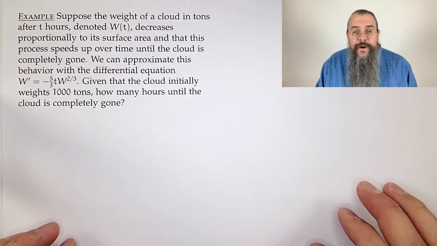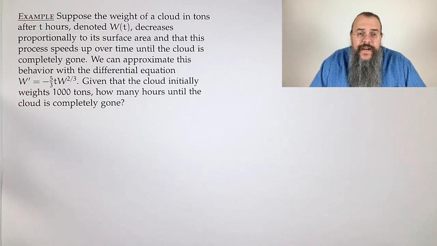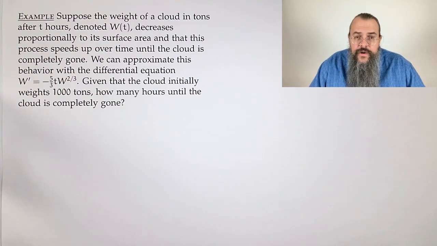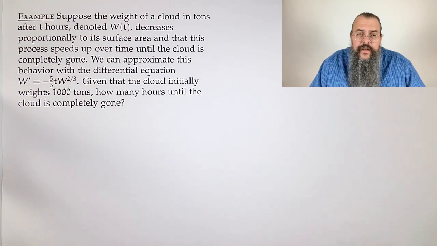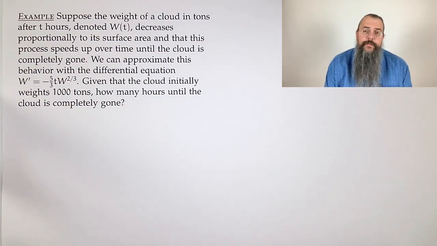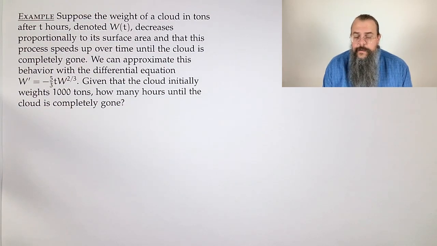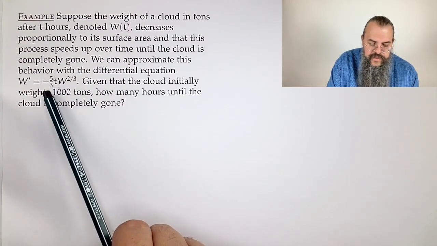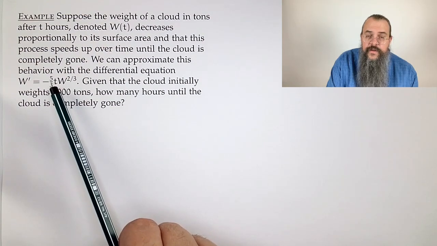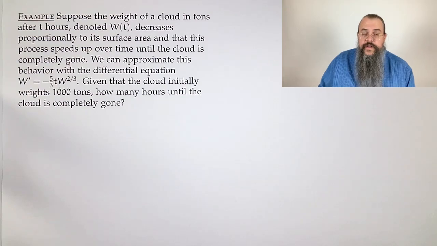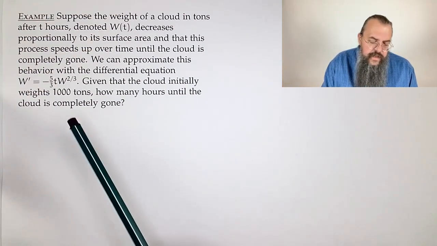All right. Suppose the weight of a cloud in tons after t hours, denoted W of t, so W is weight, decreases proportionally to its surface area, and that this process speeds up over time until the cloud is completely gone. We can approximate this behavior with the differential equation W prime equals minus 5/3 t W to the 2/3. So there's this proportionality constant. T is time, so the longer we go, the faster the decay goes, so it's going to speed up as time progresses.